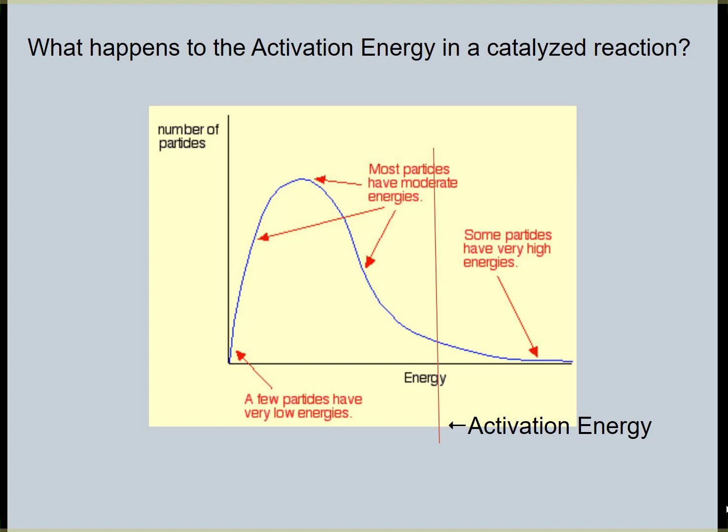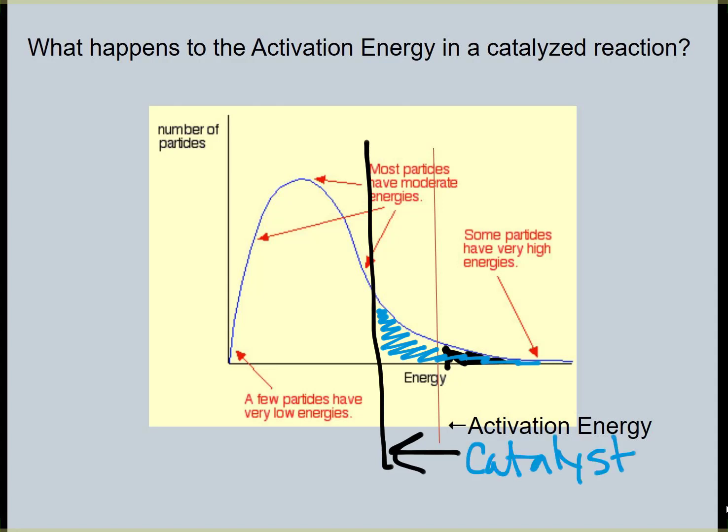What happens to the activation energy in a catalyzed reaction? Let's look at this distribution curve. I see that these particles right here, they will form products because they are past that activation energy point. If I add a catalyst, what that's going to do is slide this over. So in my catalyzed reaction, more particles are able to form products because that activation energy is slid over. How you represent a catalyst in this diagram is just to draw the line a little bit further over.